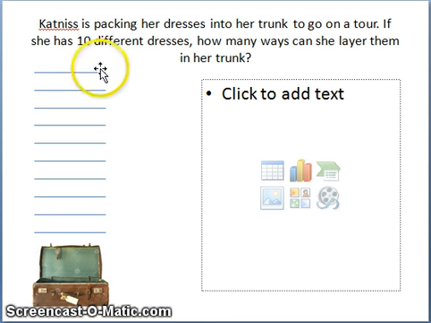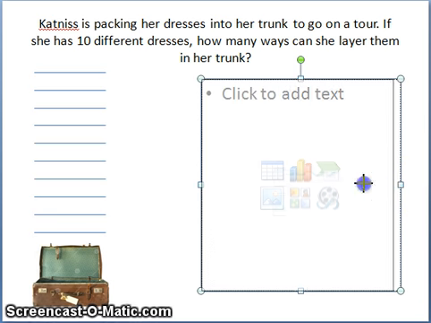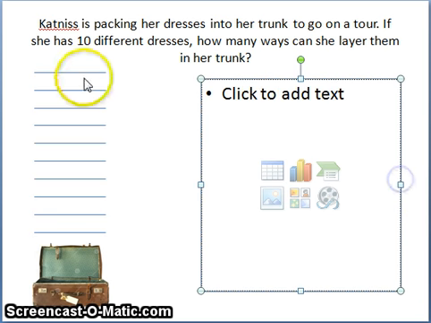Okay, so look here, I've got my little trunk, and she's going to layer them in her trunk. She has 10 dresses. Oops, I forgot to make things easier on myself here. Hold on one second. Sorry guys, hold on, I forgot to prep that part.